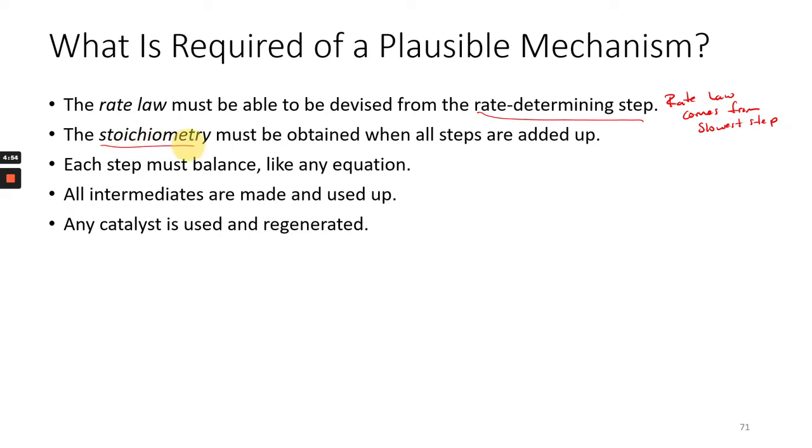The stoichiometry of a reaction will actually be obtained when you add up all the steps. Each step must balance, like an equation, and all the intermediates are made and then used up. So they don't appear at the beginning and they don't appear at the end. They occur in the middle and get used up in the middle. Any catalyst is used and then regenerated. So a catalyst you will see at the beginning and you will see it at the end.